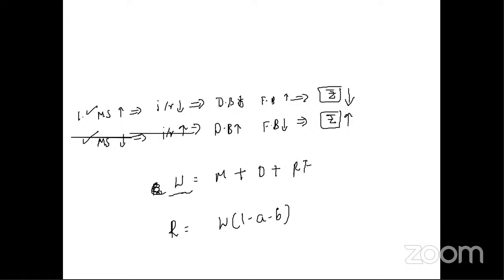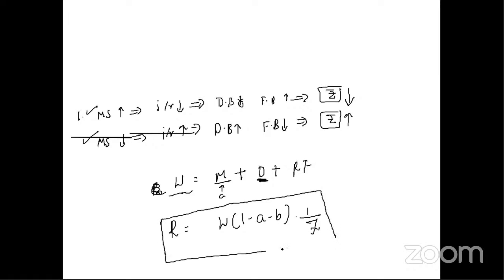A and B ಅಂದ್ರೇನು? A is the coefficient of money, and B is the coefficient of domestic bonds. So this thing, 1 minus A minus B into W multiplied by 1 by F. F is nothing but the foreign bond demand. So this real exchange rate is wealth, 1 minus A minus B, into the inverse of 1 by F. Or it can be written as 1 minus A minus B, W by F. ಹೇಗೂ ಬರಿಬಹುದು.